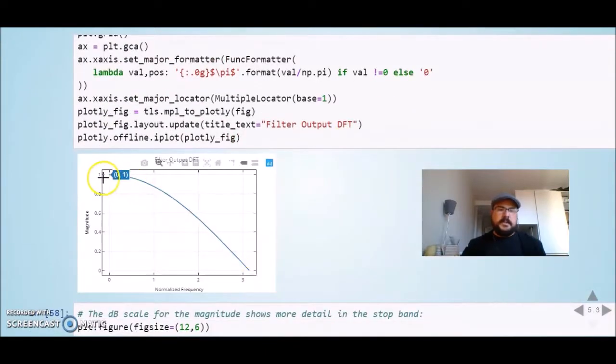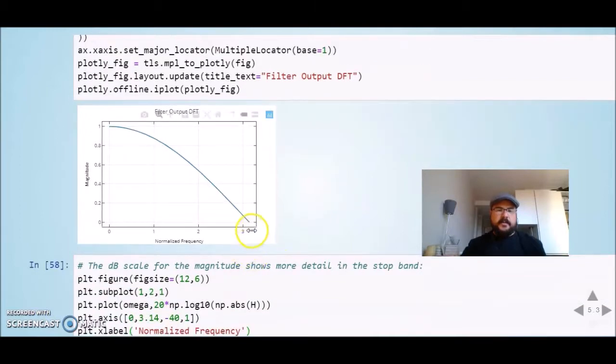So we see that it's a low pass filter here. This is a normalized frequency, so pi, which is 3.14 here, is the Nyquist frequency. And we see it's far from being a perfect ideal low pass filter.